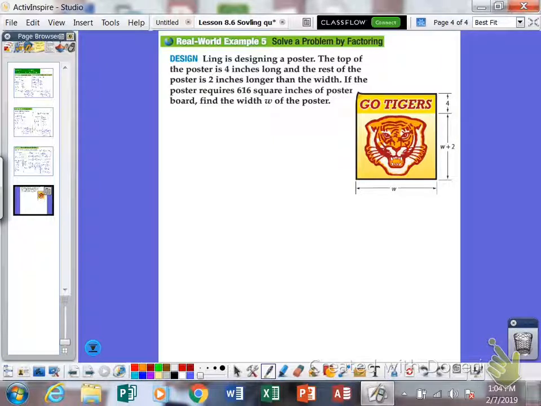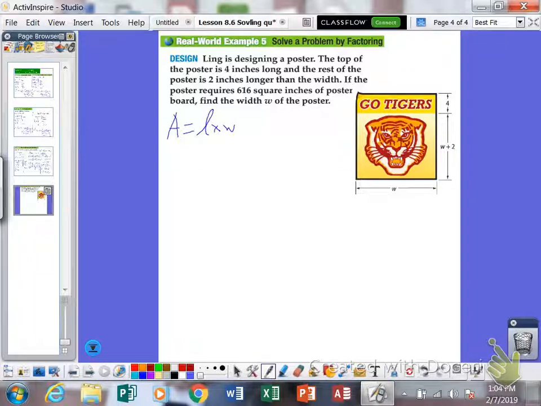Alright, and our last problem here. Ling is designing a poster. The top of the poster is 4 inches long and the rest of the poster is 2 inches longer than the width. If the poster requires 616 square inches of poster board, find the width W of the poster. So we know our area formula. Area equals length times width.